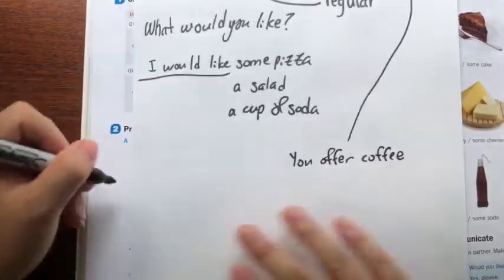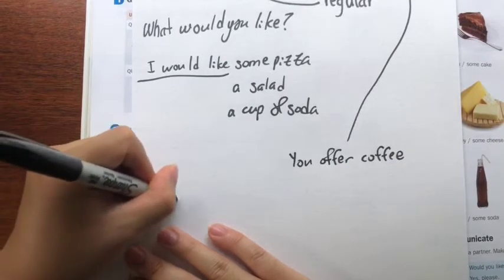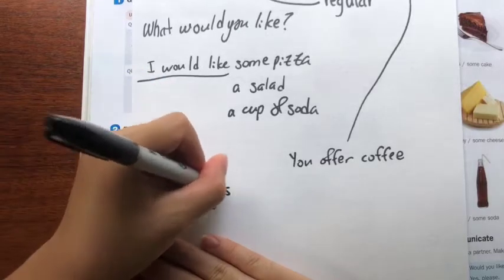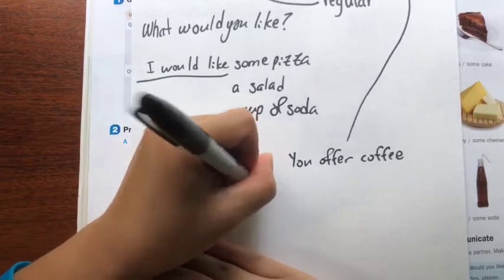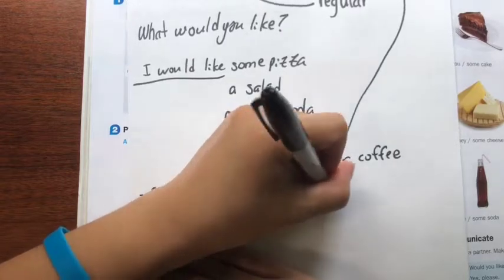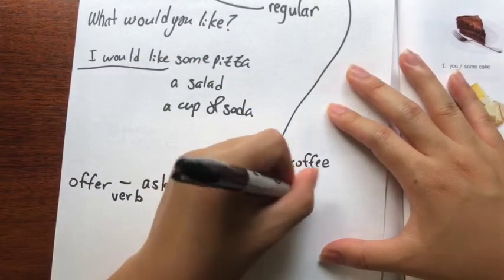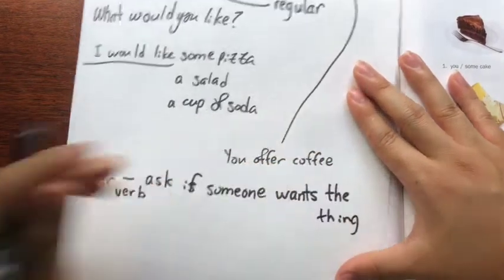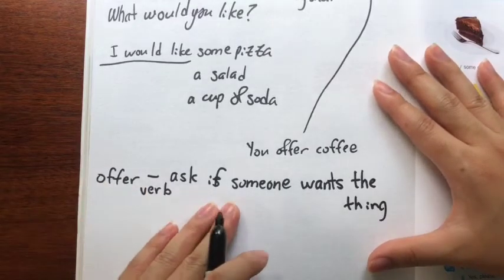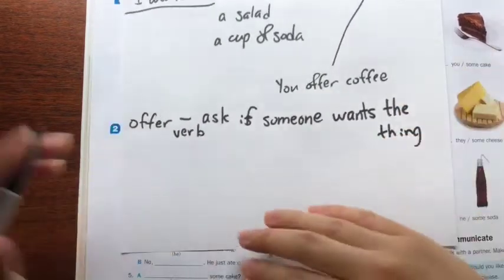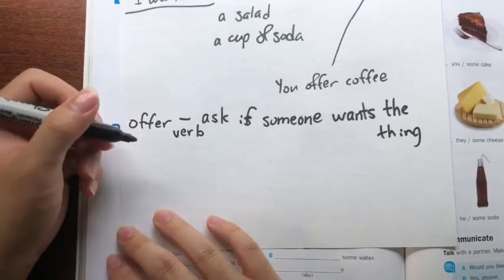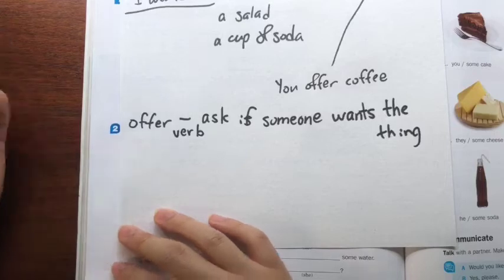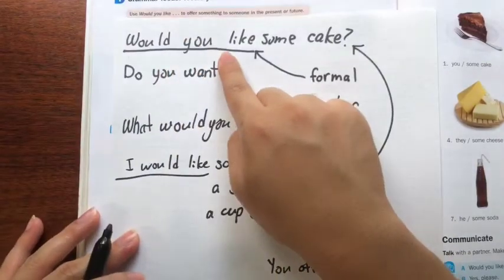What does offer mean? Offer is a verb. It means ask if someone wants the thing. So when you offer something, you ask if someone wants the thing. So I can offer you a drink. I can say, do you want a drink? What can I get you to drink? What would you like to drink?